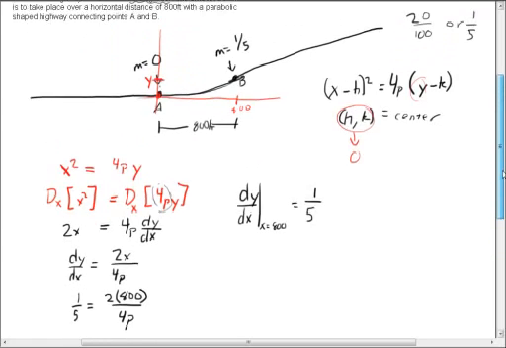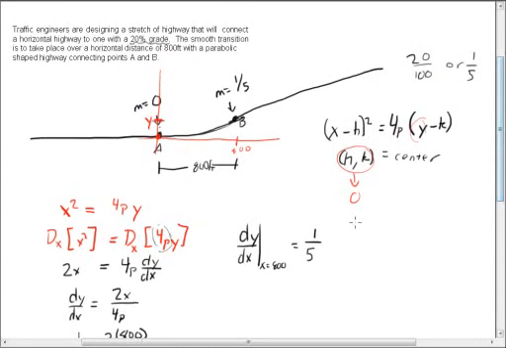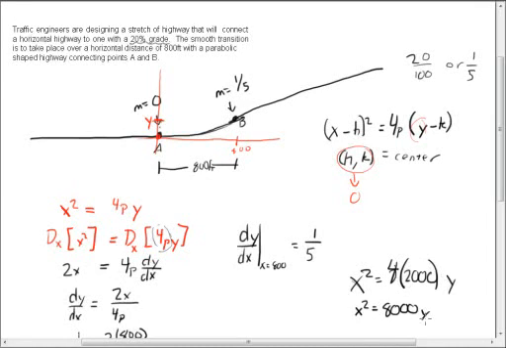So now I can come back up here, and we have x squared is equal to 4 times 2,000 y. So this would be x squared is equal to 8,000 y. And that's our answer.